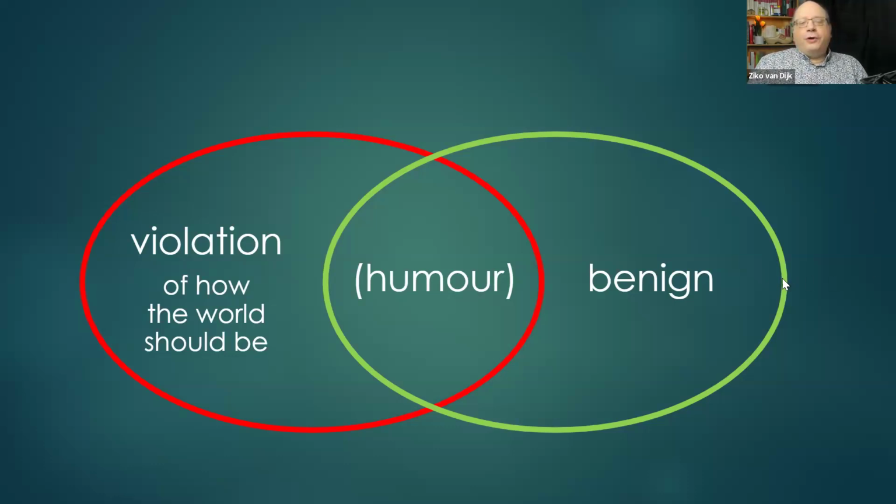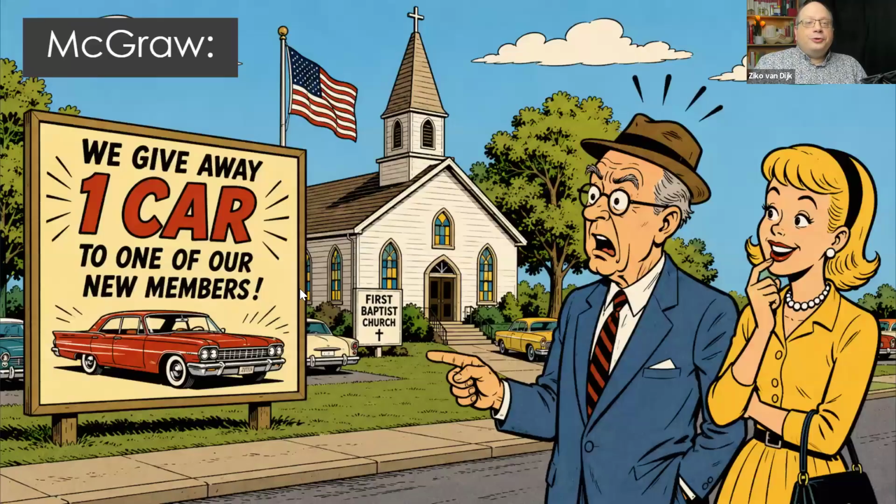McGraw once read the following in the news. A church wanted to recruit new members. To this end, it offered a car as a prize to be won by one of the new members. McGraw explains, this is a breach of a moral norm. After all, people are normally supposed to become church members because they believe in God. It is immoral for a church to use a car to promote itself. Nevertheless, there were many people laughing at the story.